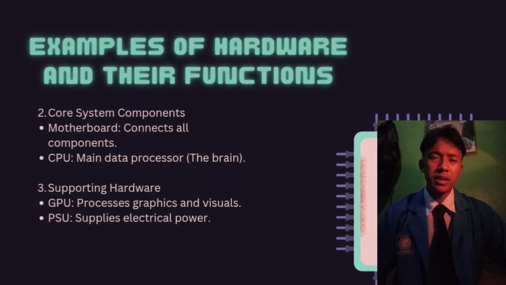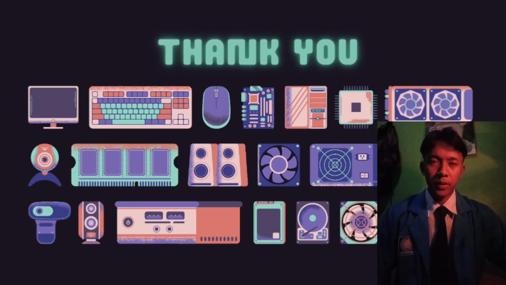CPU. The CPU is often referred to as the brain of the computer. Its functions include executing instructions, managing multitasking processes, and processing data. Other additional components such as the GPU for graphic processing and the power supply unit to provide electrical power are also essential parts of the computer hardware.